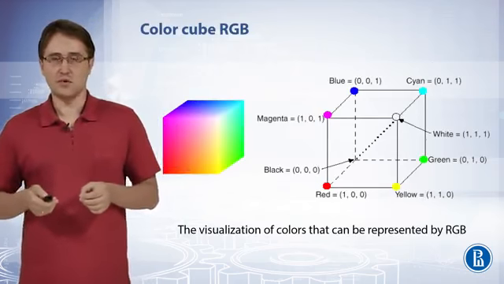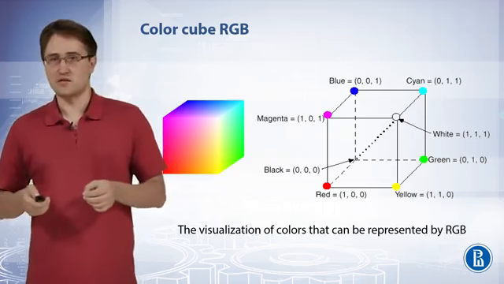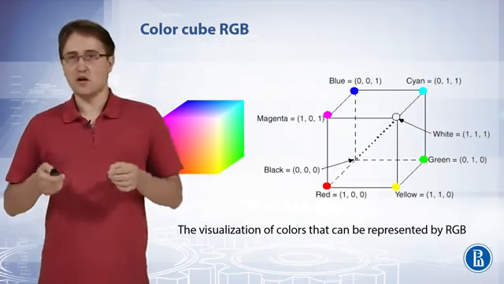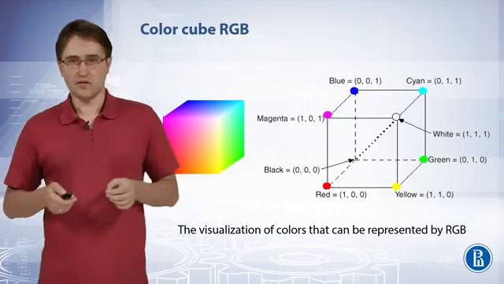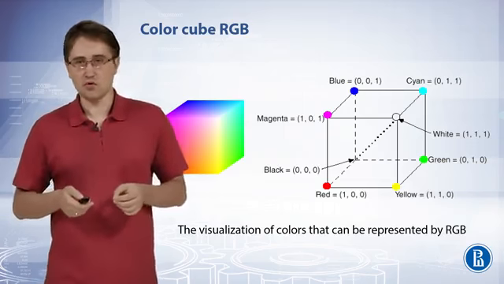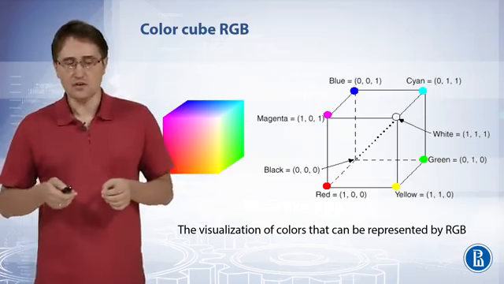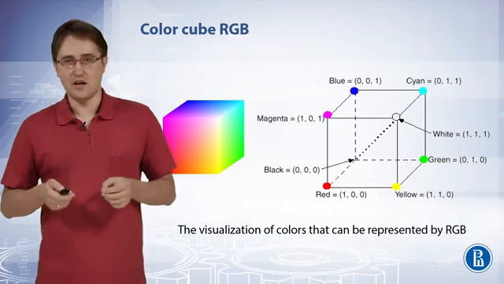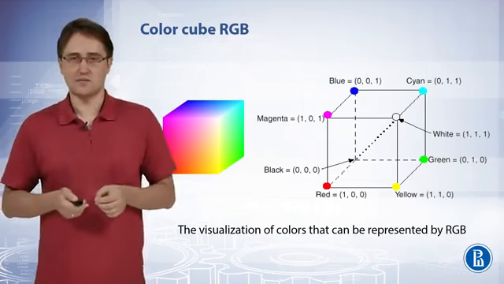We can visualize all colors that can be represented by the RGB model with a 3D cube aligned with the coordinate system. The origin 0, 0, 0 corresponds to black color. The primaries are located on 3 corners of the cube along the coordinate axes. The corner opposite to black, with coordinates 1, 1, 1, corresponds to white color. The 3 other corners correspond to combinations of just 2 primary colors, and they look like blue, magenta and yellow colors.